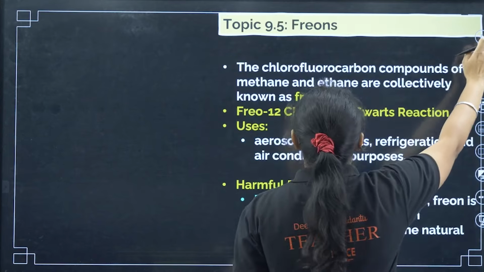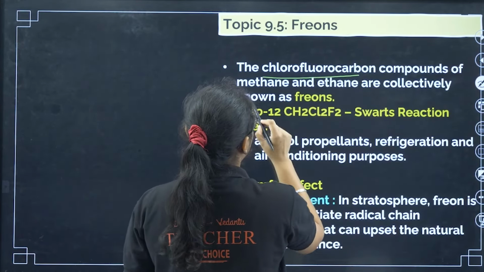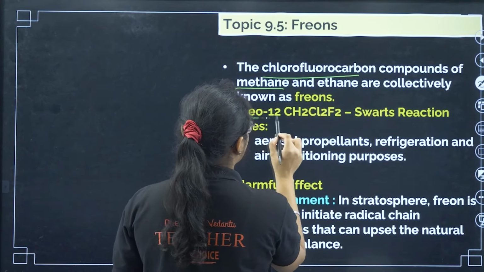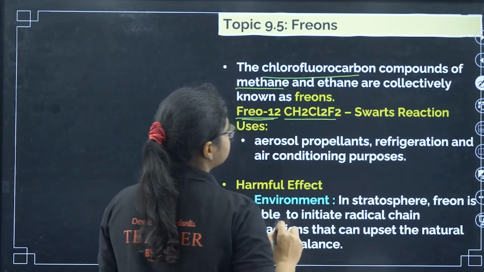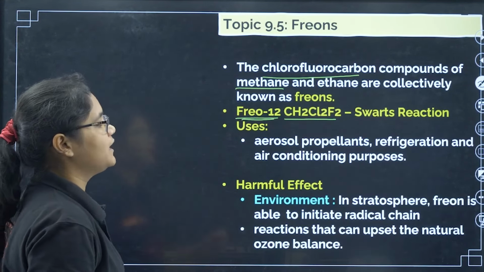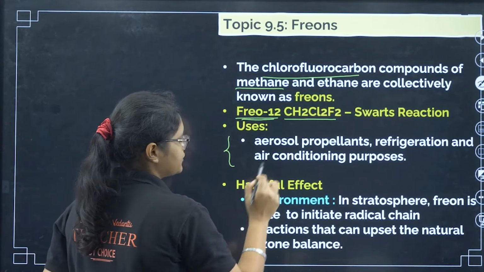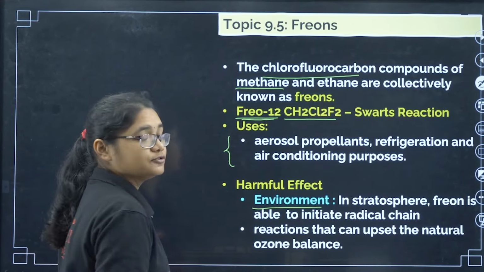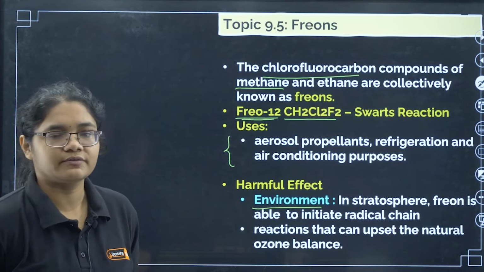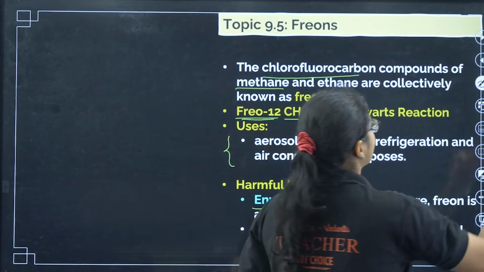Now the next one, which is very important, is Freons. Freons are the chlorofluorocarbon compounds of methane. There is one particular Freon, Freon 12, which is CCl2F2. It is prepared using the Swarts reaction, that you should remember. What is it used for, and the harmful effects we know. Freons are the cause of ozone depletion, and because of that there are so many consequences like climate change, global warming, and so on.